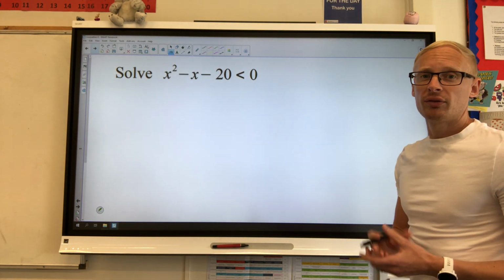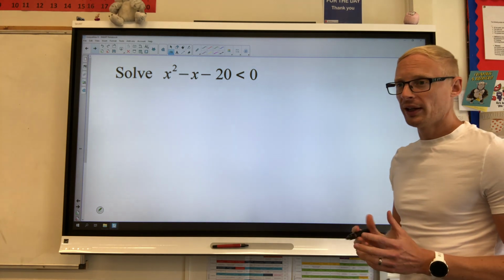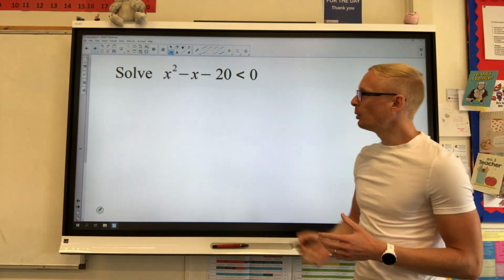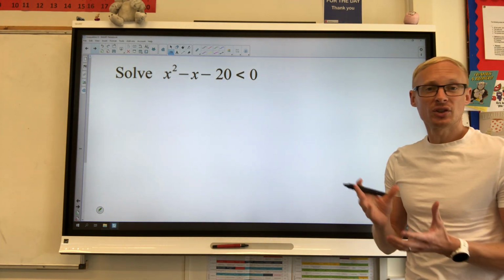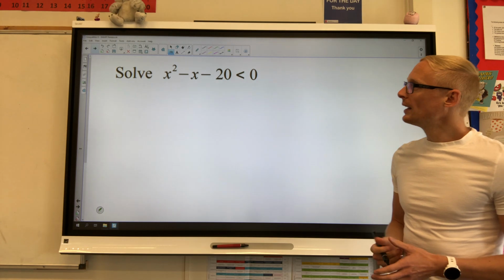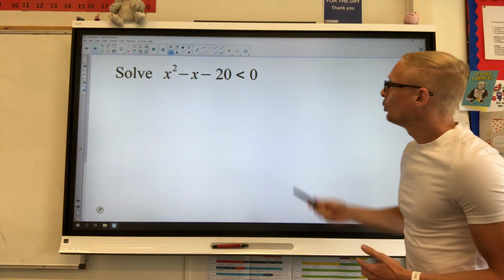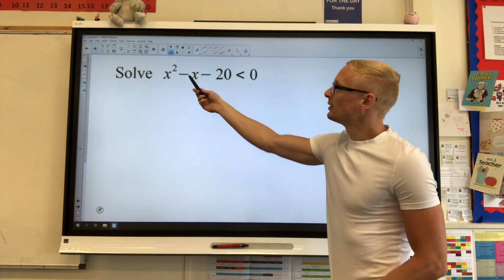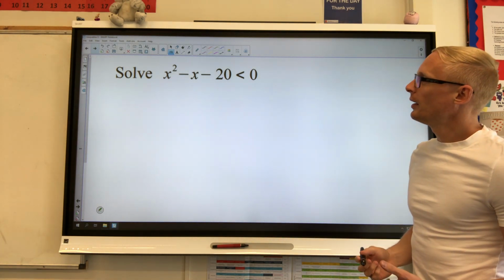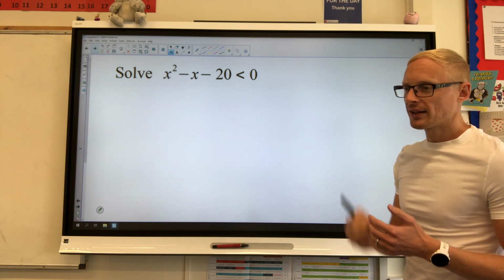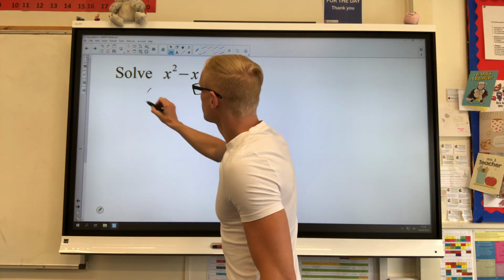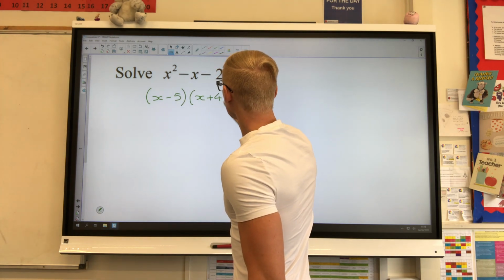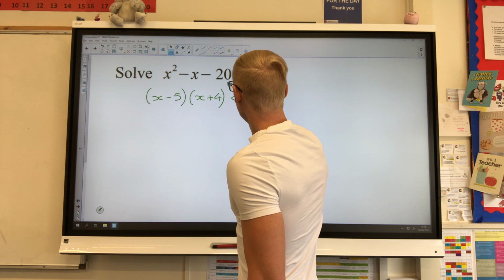It starts off very similar to what you would do normally with a solving question where it was equal to 0. I understand this is less than 0, but we assume at the beginning that it's just equal to 0. So you would look to factorise that quadratic, which means two numbers that multiply to make negative 20 and add together to make negative 1. Once you go through your list of factors of 20, you're looking at x minus 5 and x plus 4.